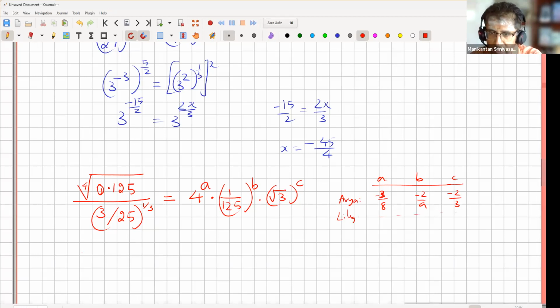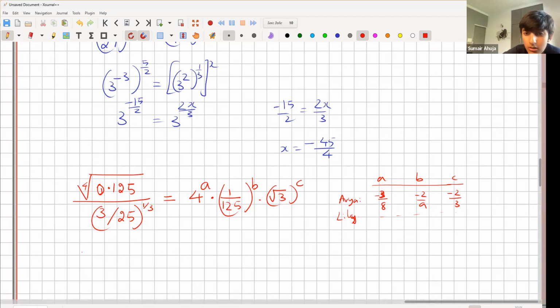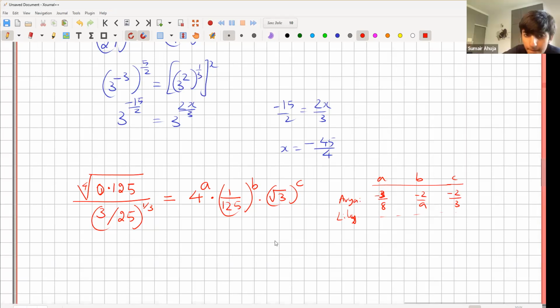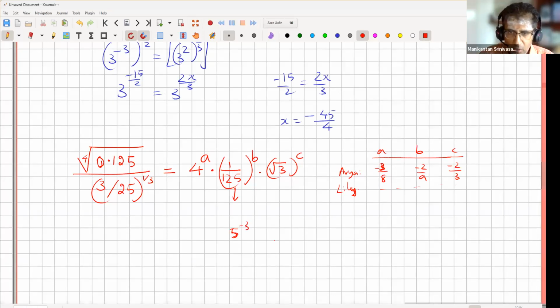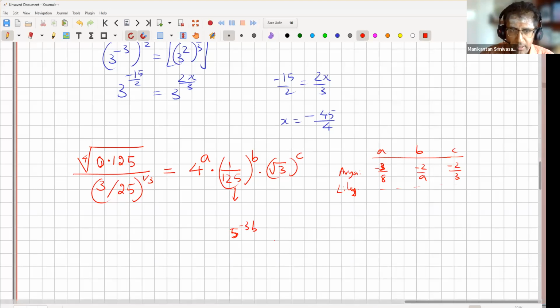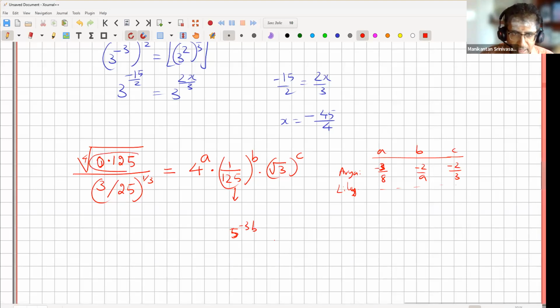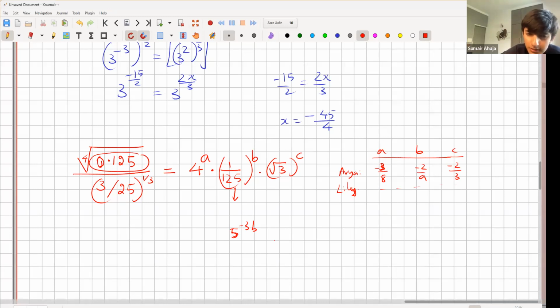Sumer, you're almost there. No, I got this only. Wonderful. I'm just a bit confused on the B part, finding the B. Okay, so B is related to power of 5, right? So this is 5 power minus 3, whole power B. So it's 5 power minus 3B. Yes, actually that's not what I thought. This is what I thought. Okay, cool.